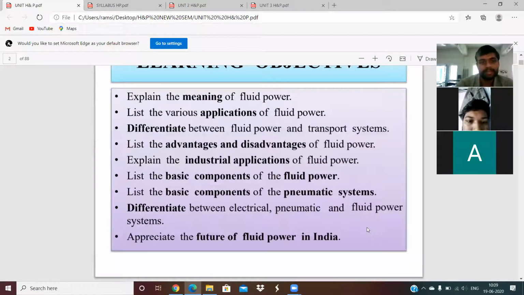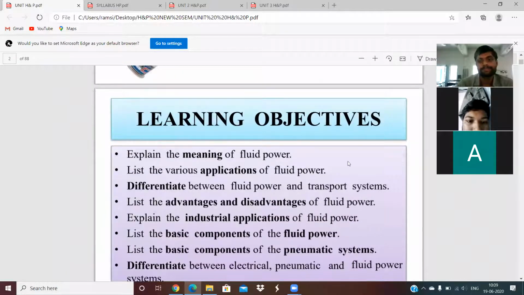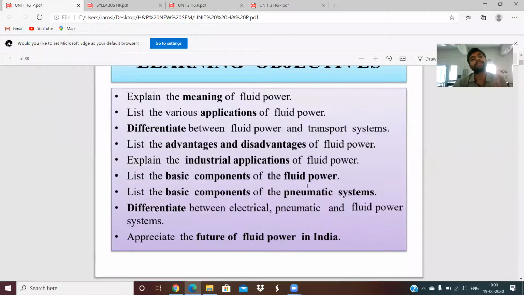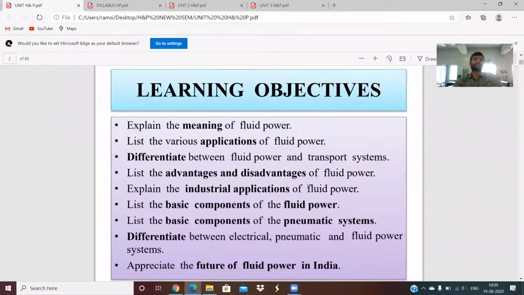So what are the learning objectives? The learning objectives are on your screen. The first learning objective is explaining the meaning of fluid power. Then, these are the various applications of fluid power.